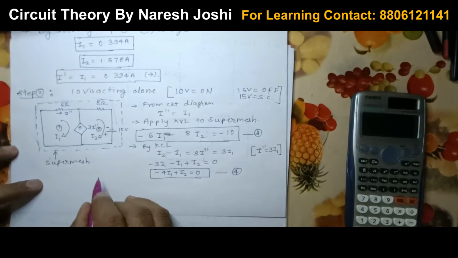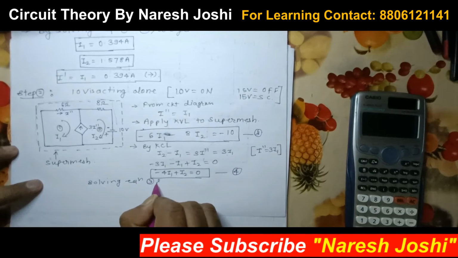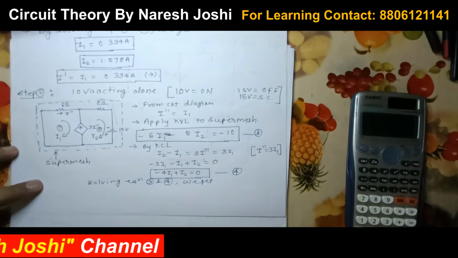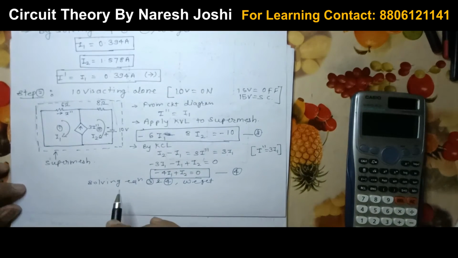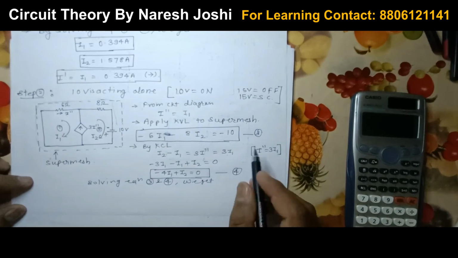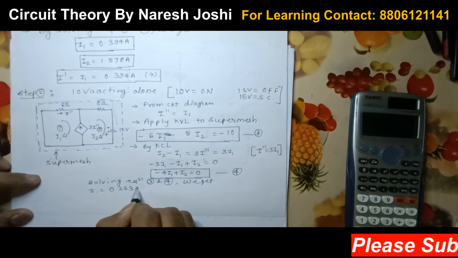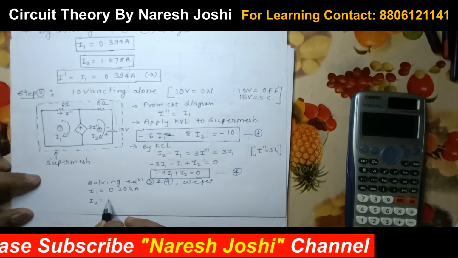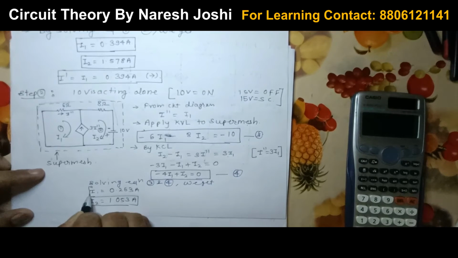Now solving equation 3 and 4, okay. I have already shown you one previous one in the calculator, so you can solve it. I already solved equations 3 and 4, so I will get the answer. I1 equals 0.263 ampere, and I2 equals 1.053 ampere, okay. So this is I1 and I2.